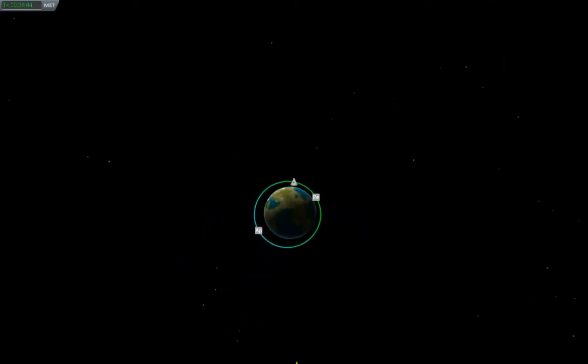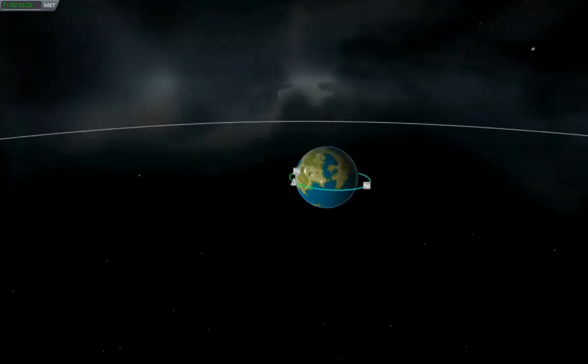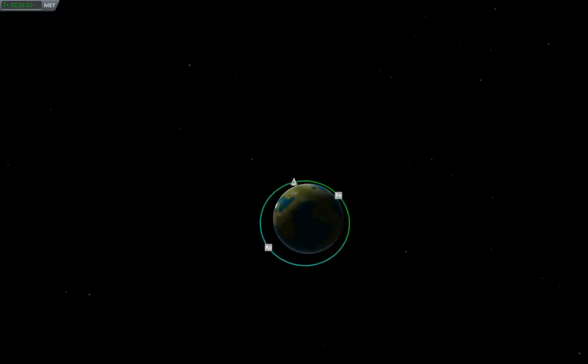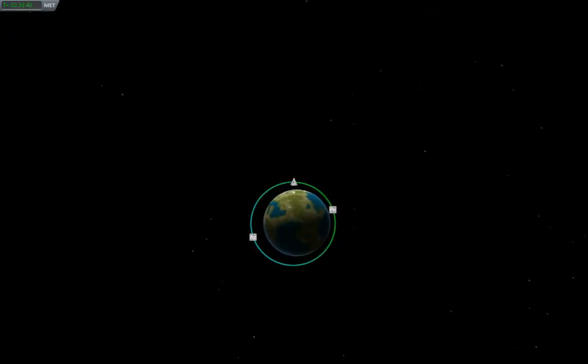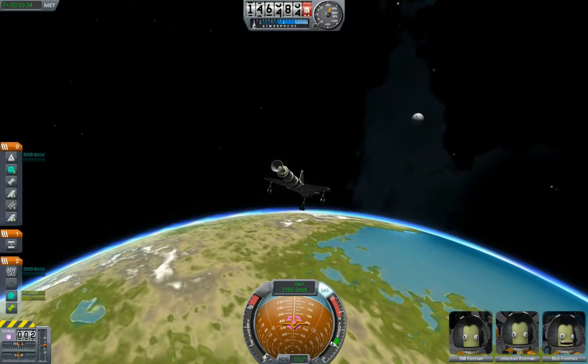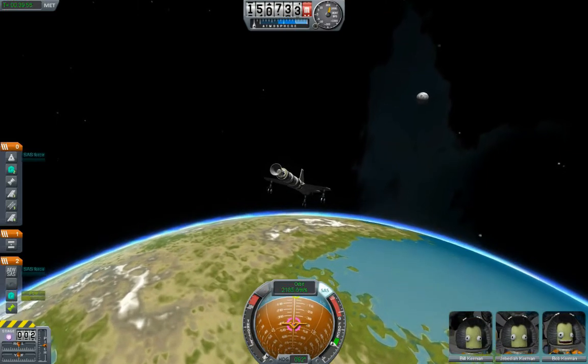Think of it as pushing a child on a swing. If you want them to swing higher, you push at the bottom of the swing. And that is about the extent of everything that I know about orbits. Yeah, that's it. That's the best I got for you.